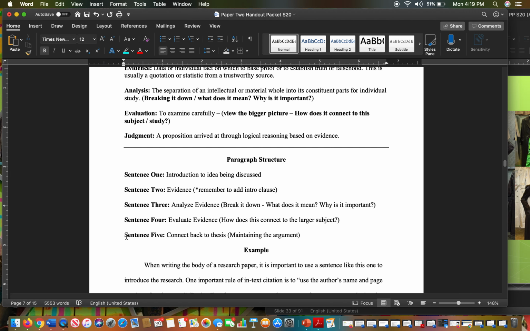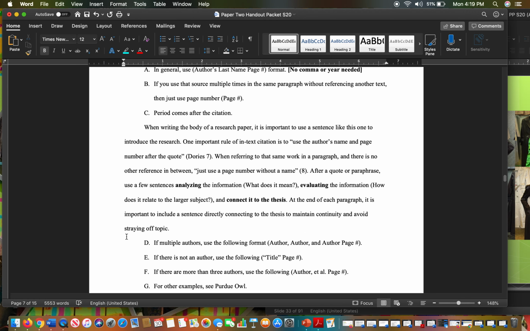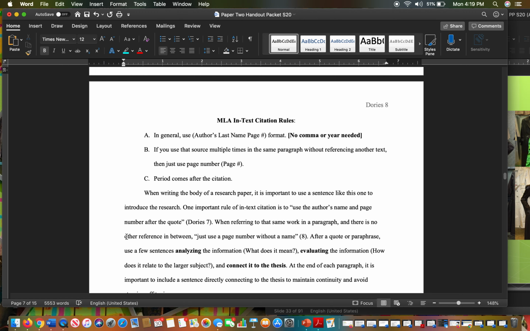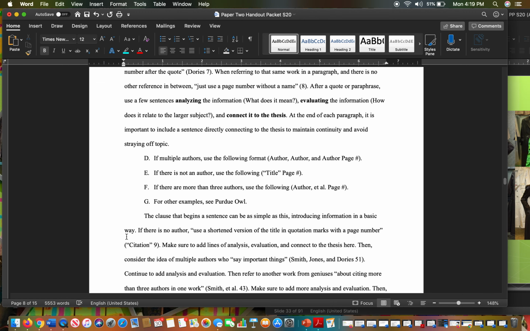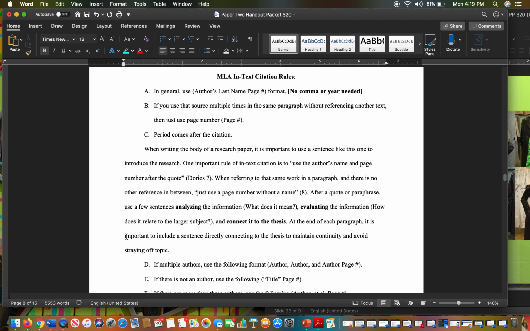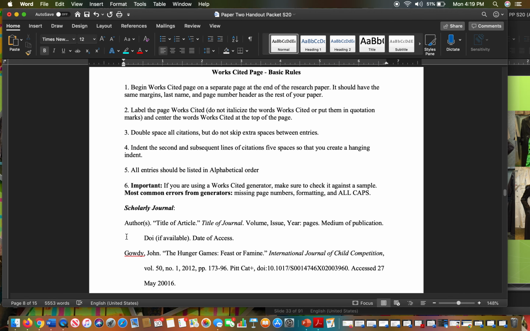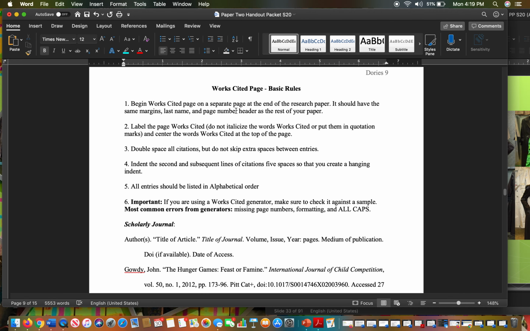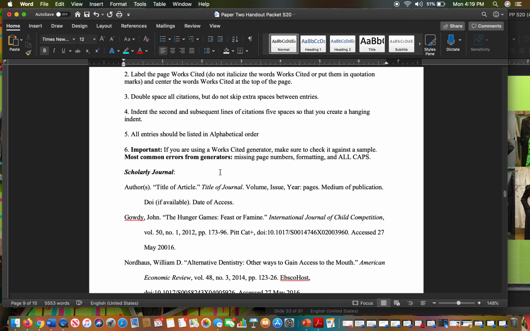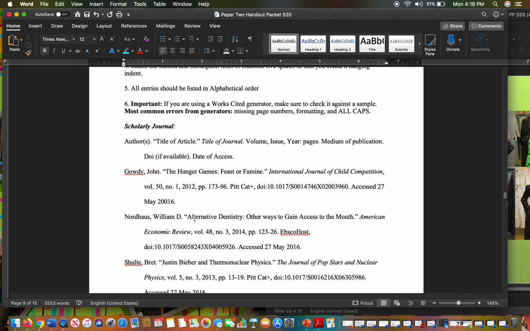As far as a works cited, we'll be going over that probably next week. And here's the in-text citation rules as well. Okay, but if you go to page 9 in your paper 2 handout packet, you can see the instructions for it.